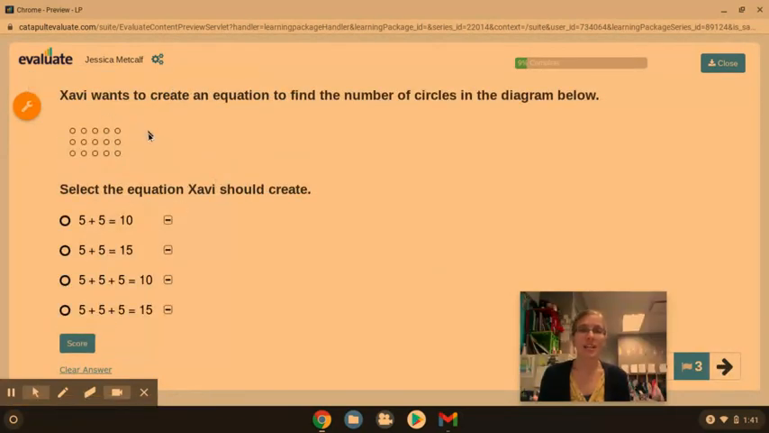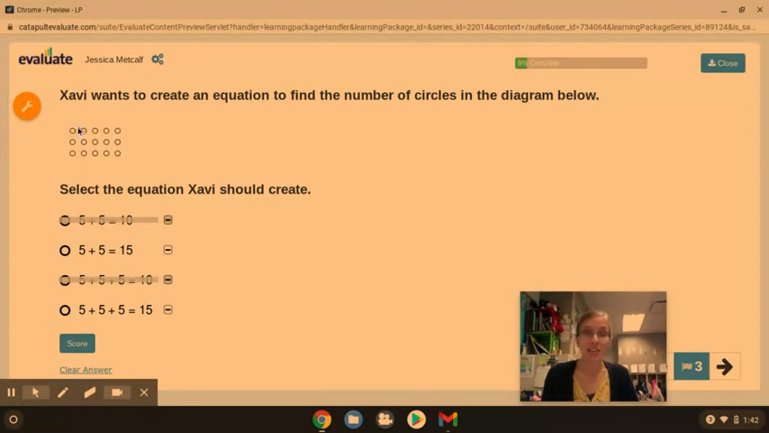All right, this next one, we're going to look at the array, and we're going to select the equation. Remember, equation is just another way to say number model, and you guys are so good at number models. So we're going to look at the number of dots, and the first thing we're going to look at is how many there are. And I see 1, 2, 3, 4, 5, and I know I can count by 5s. 5, 10, 15. So my equation or number model should equal 15. This one equals 10. That's for sure not right. This one is 15. And that one's 15. So I have either of these two options.